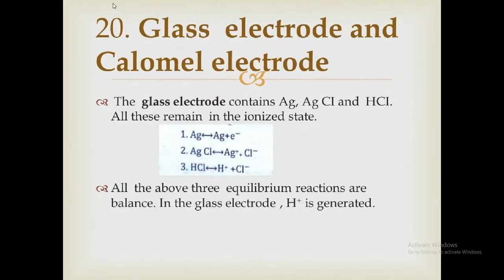Very important, the glass electrode contains Ag, AgCl and HCl. And the following reactions take place inside this. It is a two-way reaction. Ag to Ag plus plus e minus; AgCl to Ag plus plus Cl minus; HCl breaks down into H plus and Cl minus. All the above three reactions are balanced. Very important, these three equations are balanced. In the glass electrode, as you can see from equation number 3, H plus ions are generated.